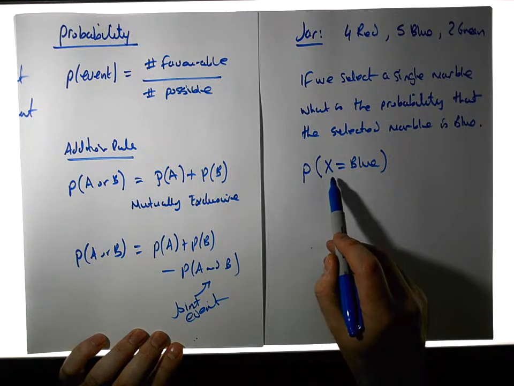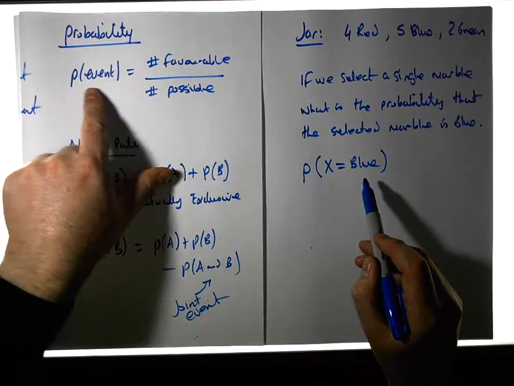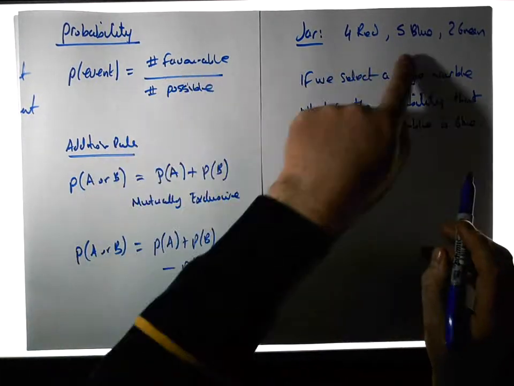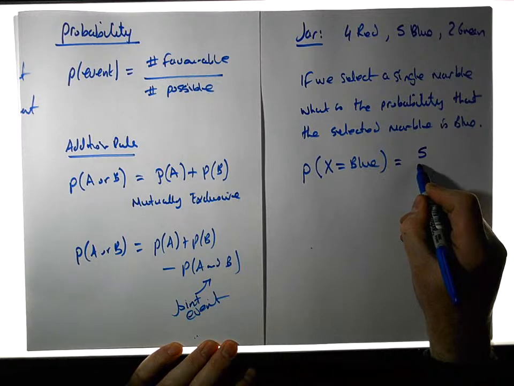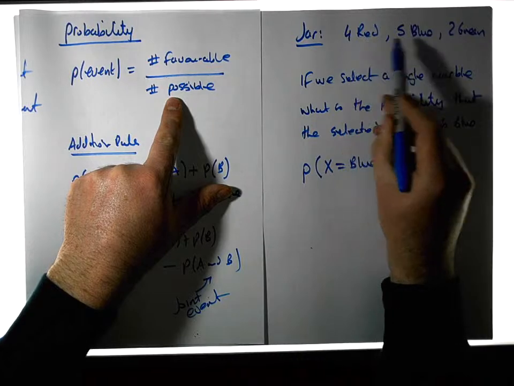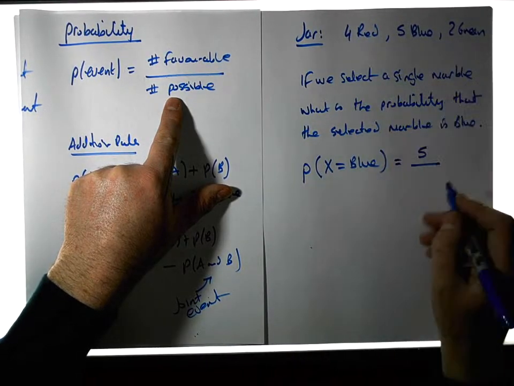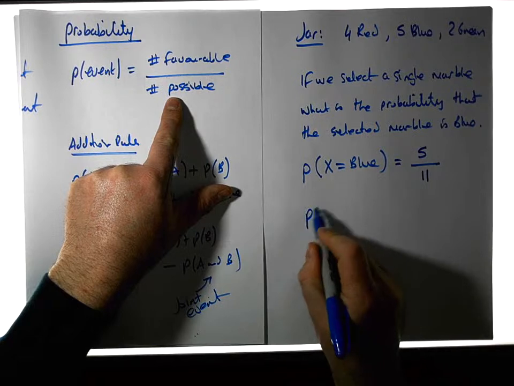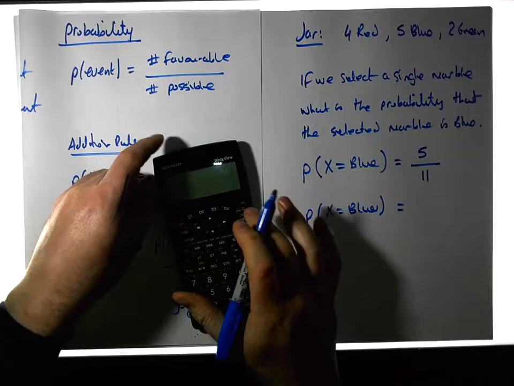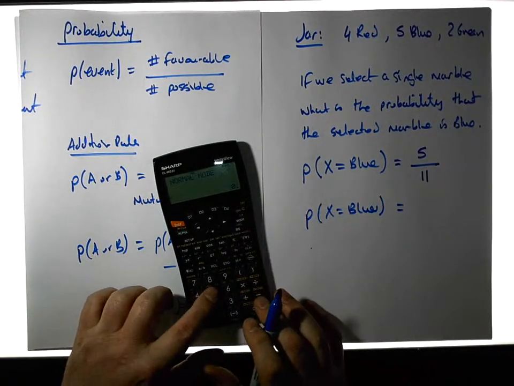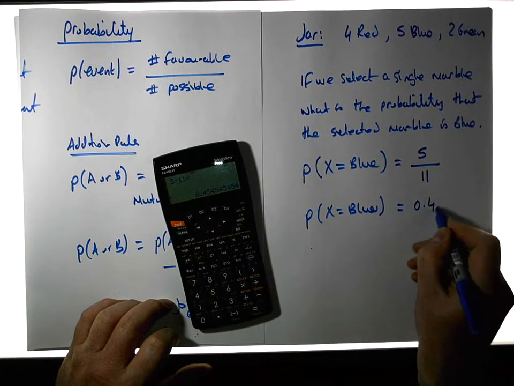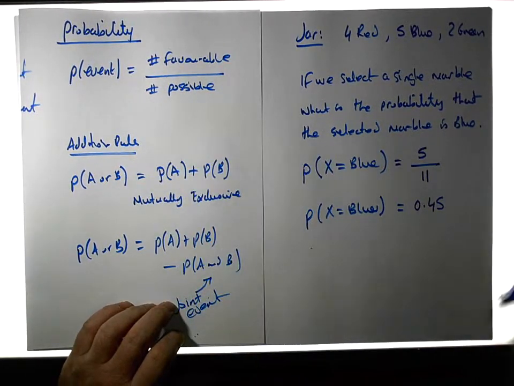So what's the probability that the selected marble is blue? Well, the basic rule says it's the number of favorable outcomes. How many blue marbles are there? There are 5. So there's 5 chances of getting a blue marble out of the number of possible outcomes. And the total number of things in the jar is 4 and 5 and 2, so the total is 11. So the probability of getting a blue marble is equal to 5 divided by 11, which gives us, as a decimal, 0.45. You have a 45% chance of getting a blue marble.